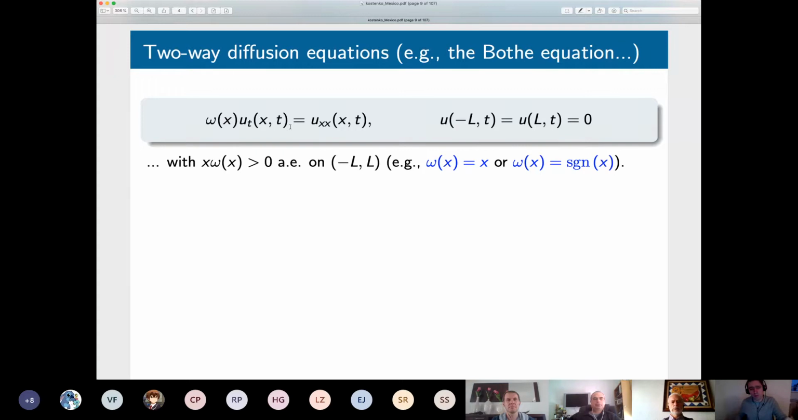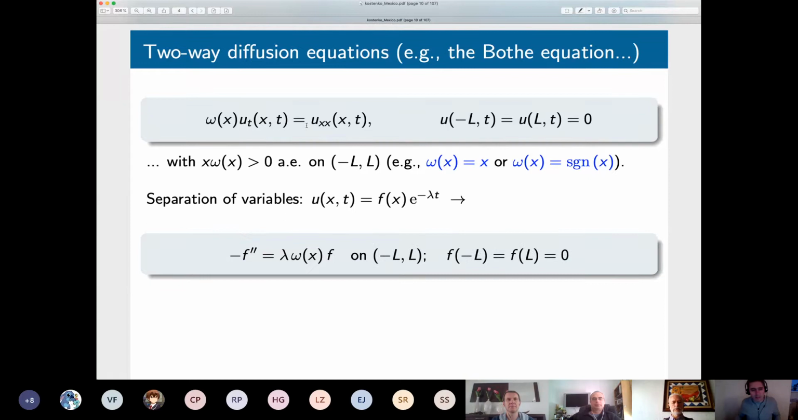And again, we can try to solve it by separation of variables. We end up with the corresponding spectral problem, which is called an indefinite string. And of course, there are a lot of issues related to how to pose boundary value problems for this type of two-way diffusion equations. The literature is not huge, but sufficiently large.